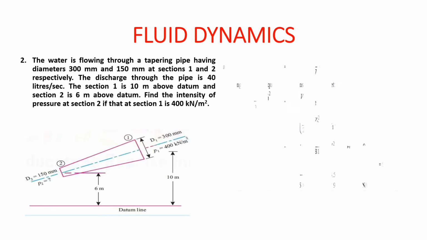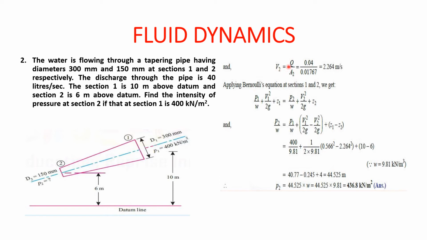The remaining solution is here. V2 is equal to Q divided by A2, so 0.04 divided by 0.01767. We get V2 as 2.264 meter per second, which is higher than V1. Applying Bernoulli's equation at sections 1 and 2, Bernoulli's equation is related to ideal, incompressible fluids. So P1 by W plus V1 square by 2G plus Z1 is equal to P2 by W plus V2 square by 2G plus Z2. We have to find the value of P2 by W.